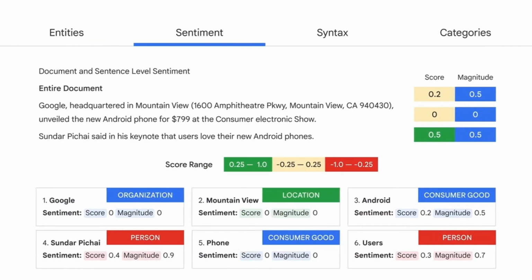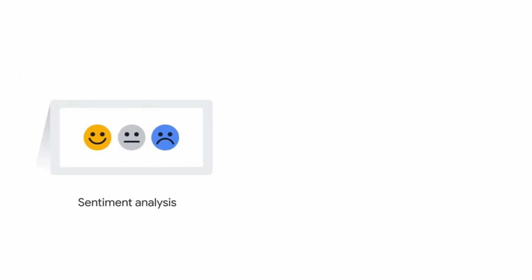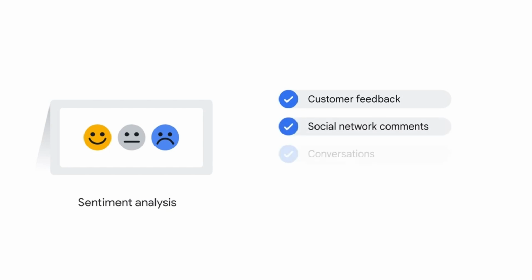Sentiment analysis is used to identify the emotions indicated in the text, such as positive, negative, and neutral. Score ranges between negative and positive, and magnitude indicates the overall strength of emotion within the given text, between 0 and positive infinity. The Natural Language API can analyze the sentiment for the entire document and at an entity level. How can sentiment analysis be used to solve your business problems? Well, it can be used to analyze the emotion of customer feedback, social network comments, and conversations. You can then use this data as feedback to adjust your offerings.